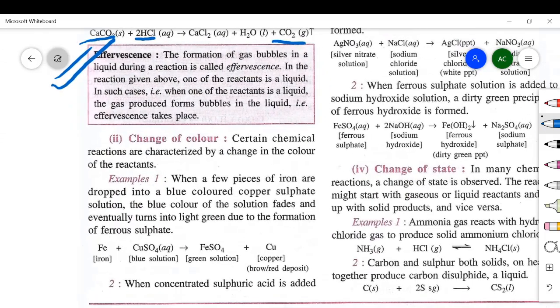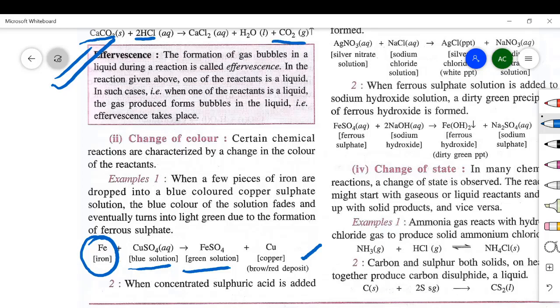Then sometimes you will notice the change in color. तो जो change in color आप देखेंगे तभी आप समझ जाएंगे कि chemical change हो गया है. तो कुछ pieces of iron are added into blue colored copper sulfate solution. Copper sulfate का aqueous solution है, which is blue in color. When you add iron to it, this blue color changes into green color, and you will see brown red deposit of copper. So the color changes from blue to green by the formation of ferrous sulfate.